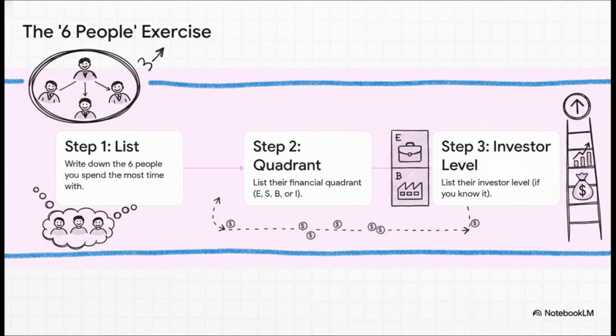It's really simple. Step 1, list the 6 people you spend the most time with. Next, for each person, identify which of Rich Dad's financial quadrants they're in. Are they an E for employee, trading time for a paycheck? An S for self-employed or a small business owner? A B for a big business owner who owns a system? Or an I for investor, where their money is working for them? And finally, if you happen to know, just take a guess at their level as an investor.